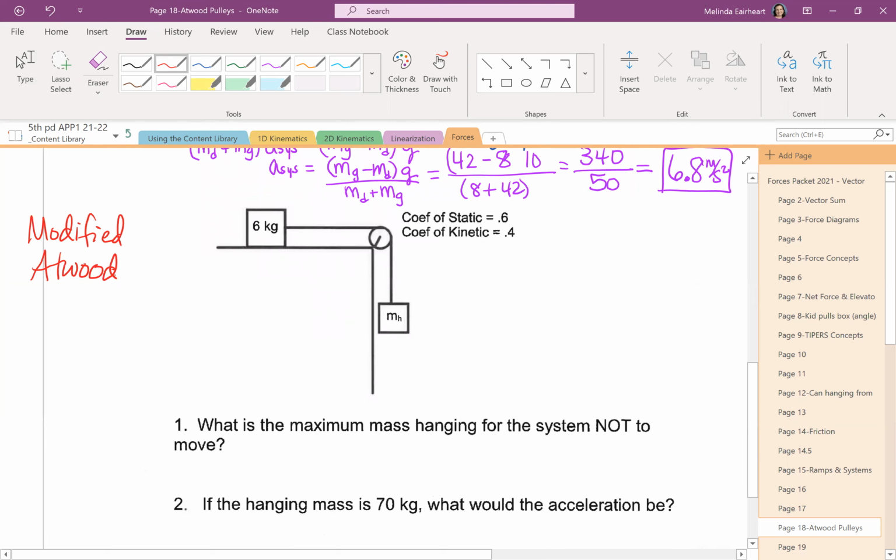And all it does, one of your blocks, instead of hanging, it's on a tabletop. Now, maybe that table has no friction. That would be easy, right? If it's a frictionless table. But this one, we're going to have friction because there's two parts to this one. Initially, we're going to find the maximum amount of mass that can hang off the side. Notice they don't tell us, they just say MH. We're going to find the maximum mass that can keep that block on the tabletop stationary.